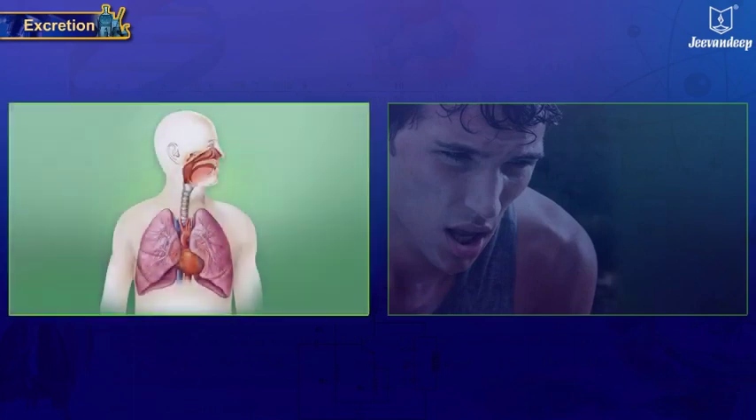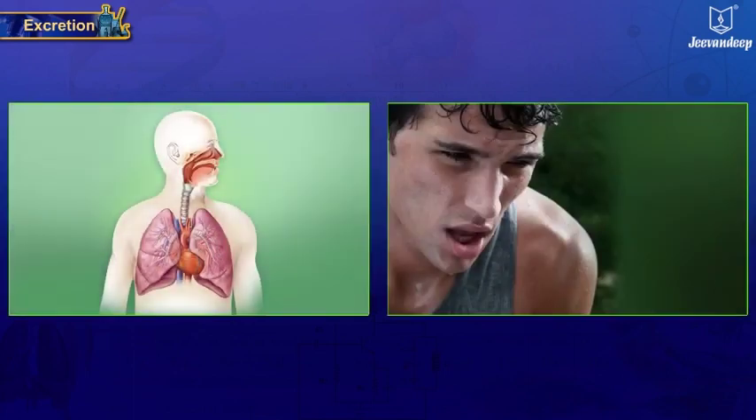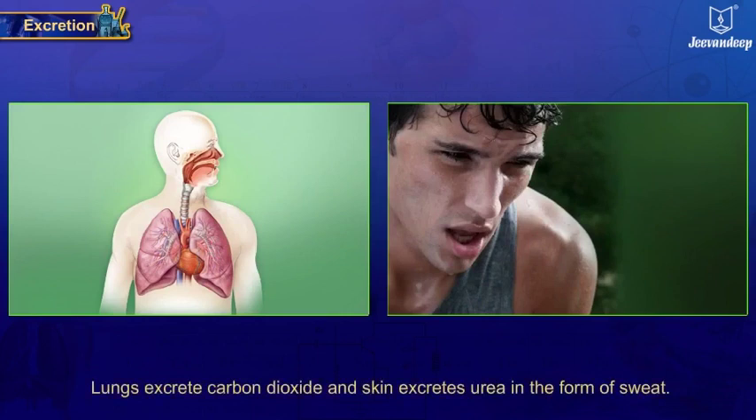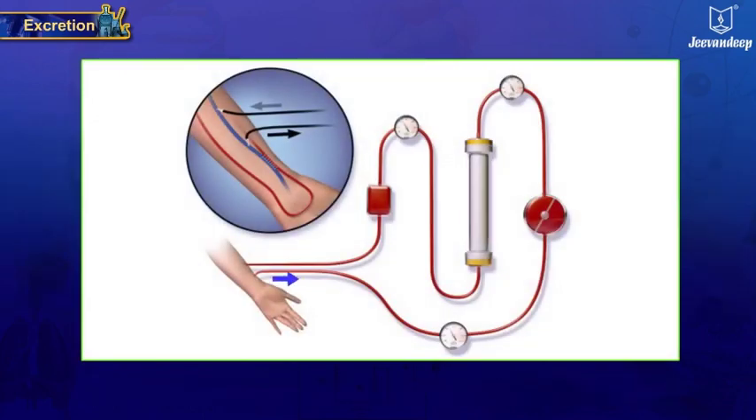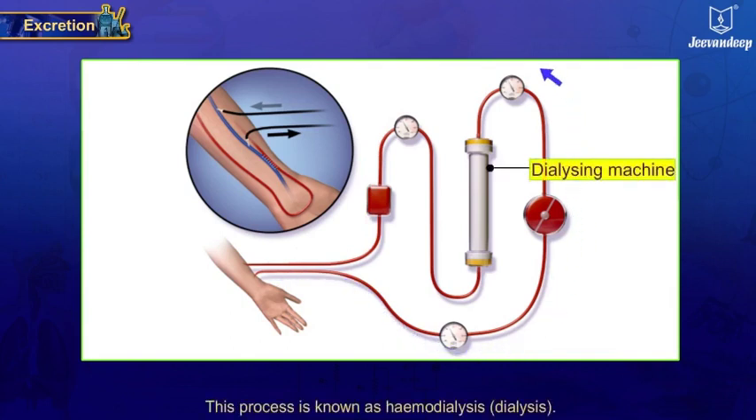Besides kidneys, the lungs and the skin also help in the process of excretion. Lungs excrete carbon dioxide and skin excretes urea in the form of sweat. When kidney fails, an artificial device is used for removing nitrogenous waste matters from the blood. This device is known as dialyzing machine, and the process is known as hemodialysis.